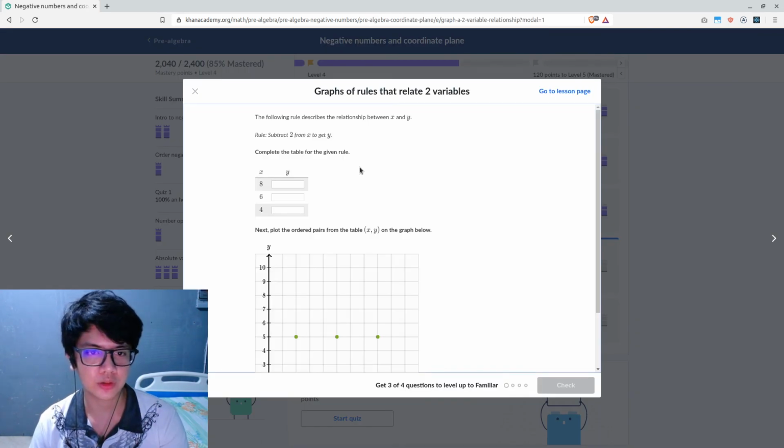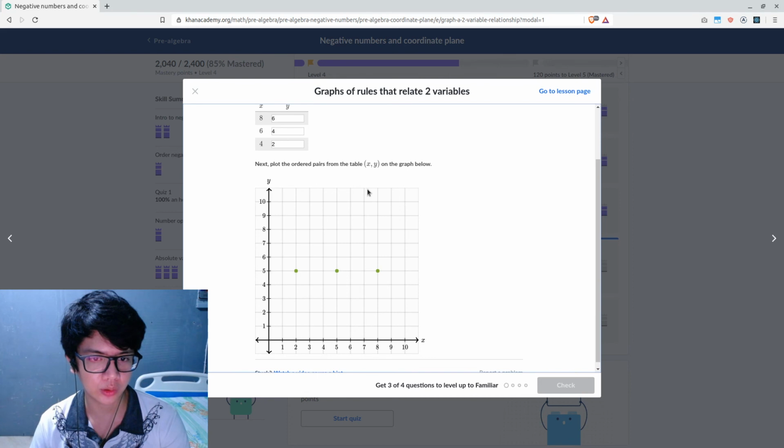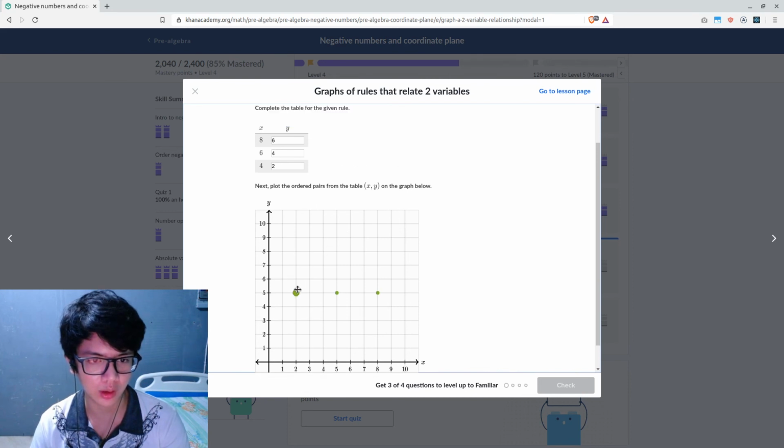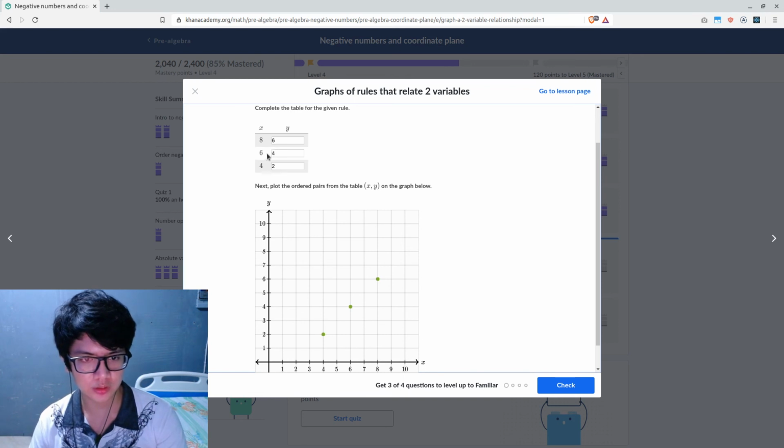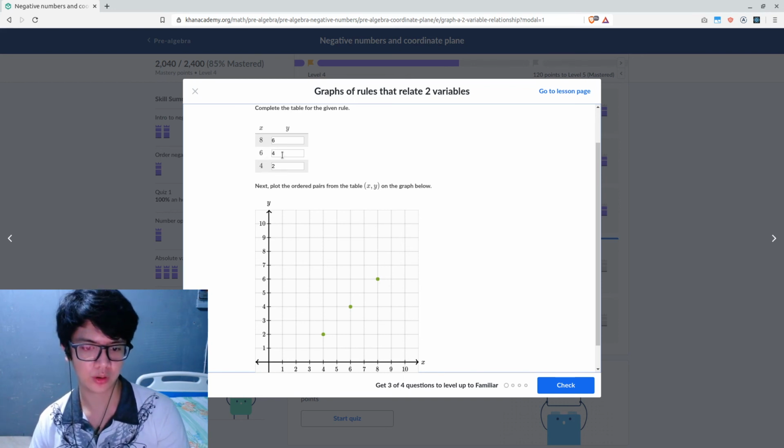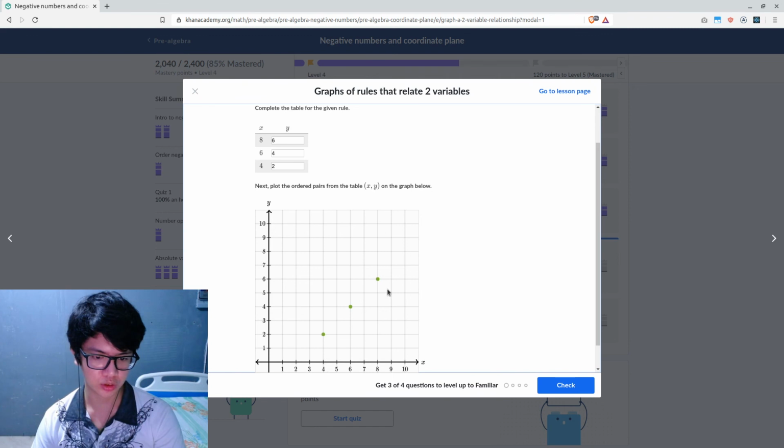The following rules, do you want to say the x and y? Subtract 2 from x to get y. Subtract 2 from x to get y. Okay. Next, plot the ordered pair from. Okay. So we have 8 and 6, and we have 6 and 4. We have 4 and 2. Let's see. 8, 6, 6, 4, and 4, 2.